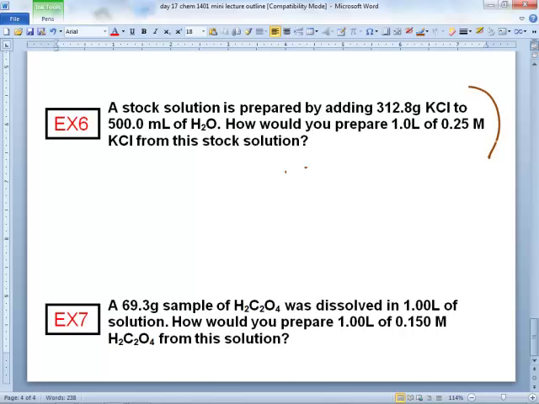Okay. So when it says, the part where it says, would you prepare, those are always your Fs. So how would you prepare this? That means you want to end up there. So there's your Vf, 1 liter. There's your Mf, 0.25. And then your Mi is this. You just have to solve for Vi. Then you have to say the words, take Vi of Mi, dilute to Vf to get Mf. But put in the numbers.